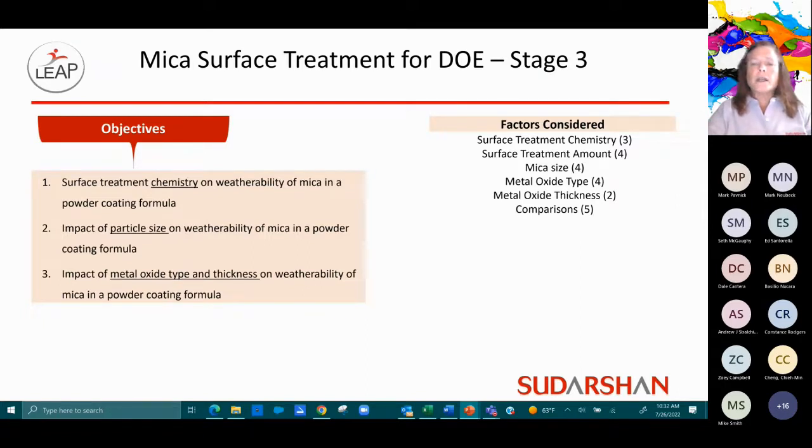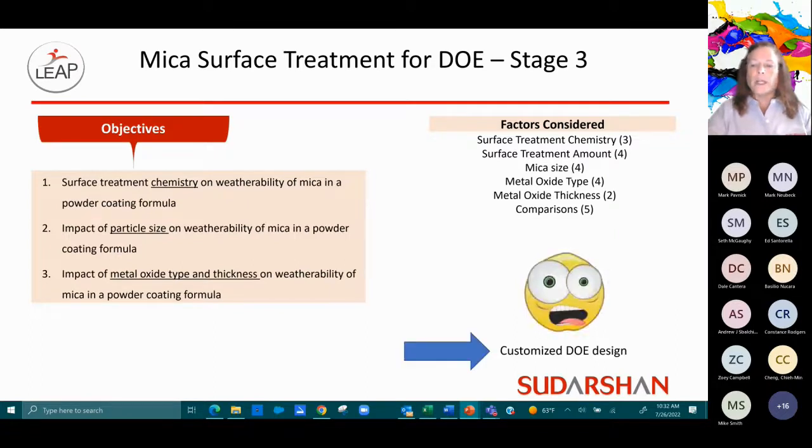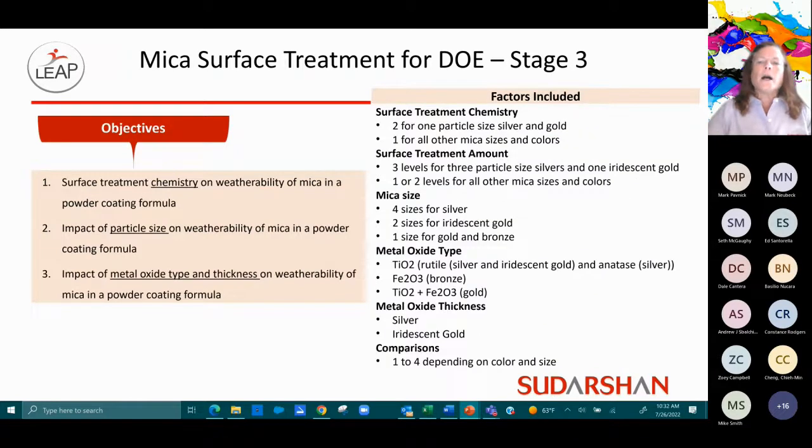And the first thing that you'll probably think to yourself is, "Eesh, it's huge." It can be huge, and it was. And so what we ended up doing is customizing this DOE so that we could get the information that we were looking for in a much more manageable number of experiments to be run. So from a surface treatment chemistry standpoint, we chose 2 chemistries for 1 particle size in the silver and gold areas, and 1 for all the others.